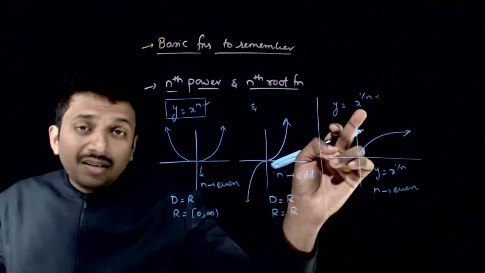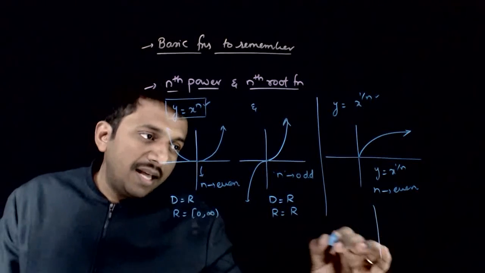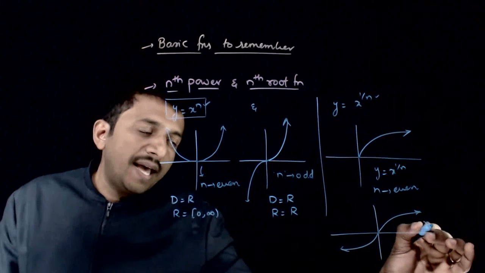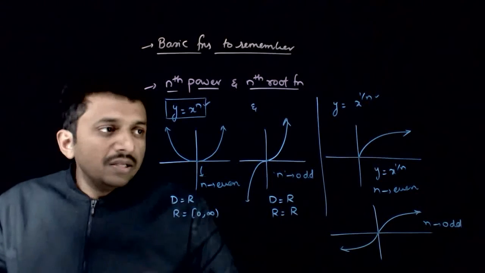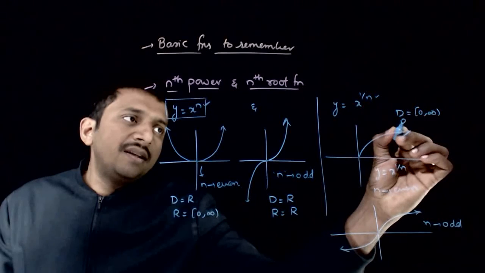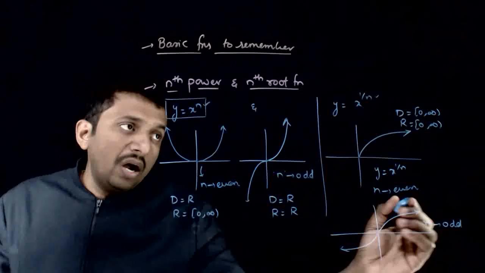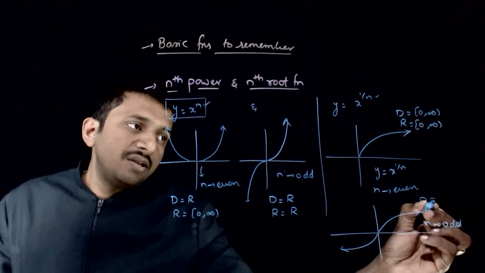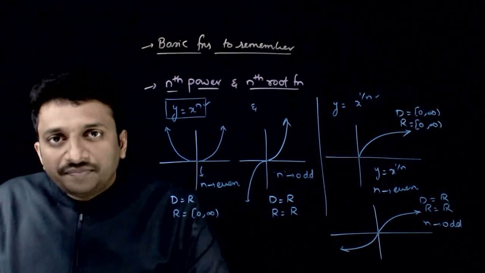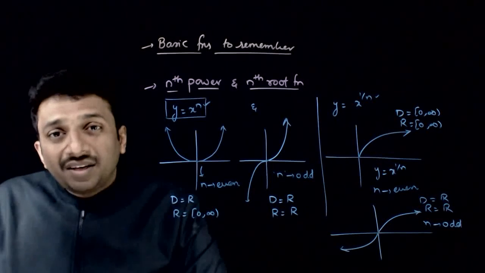And if n is odd, x power 1 by n can be calculated for both positive and negative numbers. And the graph will look something like this. This is when n is odd. So when n is even, the domain is 0 to infinity and the range is also equal to 0 to infinity. And if n is odd, the domain and range, both of them will be equal to real numbers. So this is how you analyze the nth power function and nth root function.